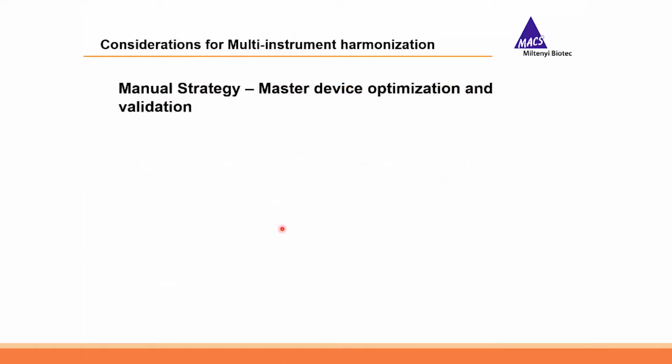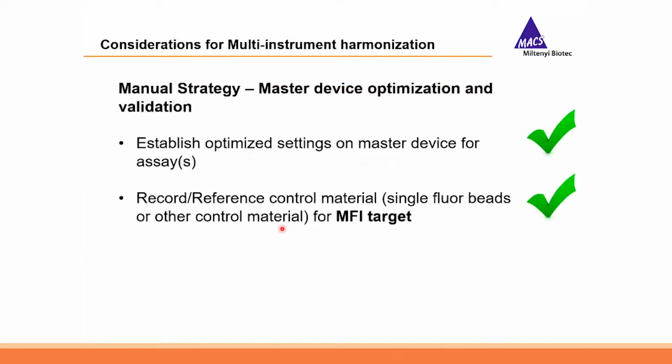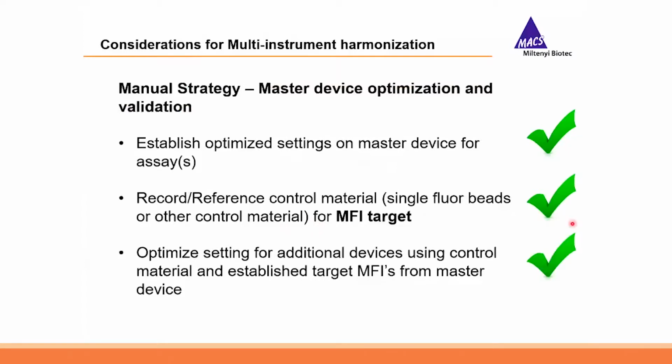And so what does this look like? You start with a master device for your optimization and validation. So establish your optimized settings on your master device for your assay. You then are going to record or reference a control material. We mentioned this a few steps earlier, such as single color beads or another control material that has a known MFI target in them. And then you optimize your additional devices using the control material to achieve that same target MFI from your master device.